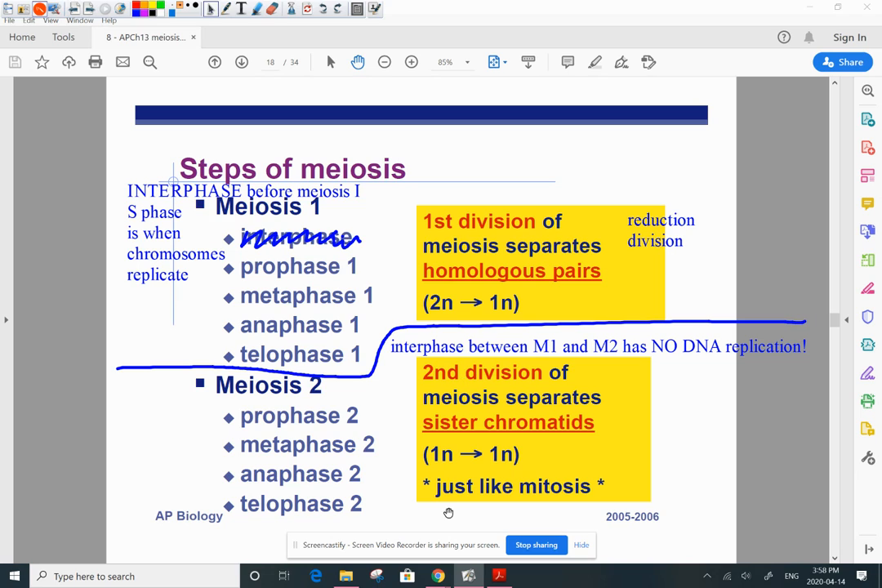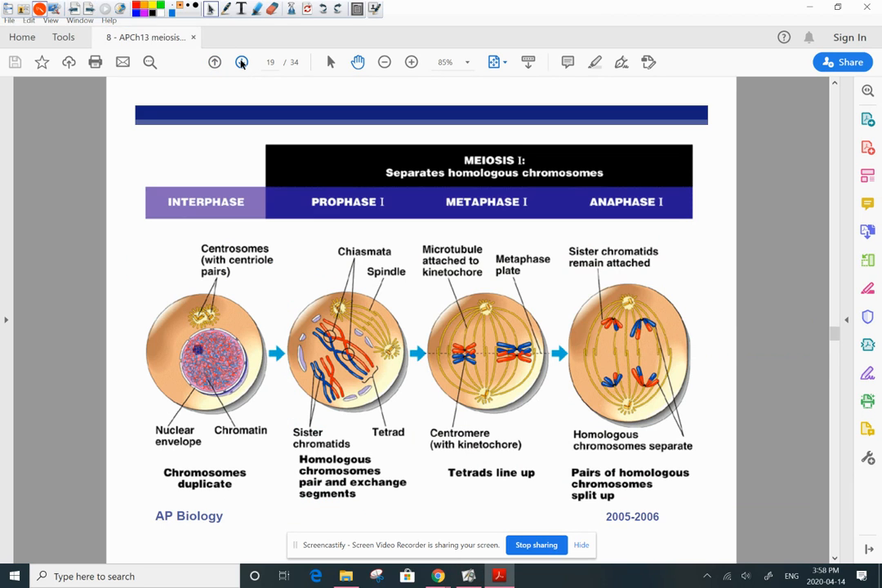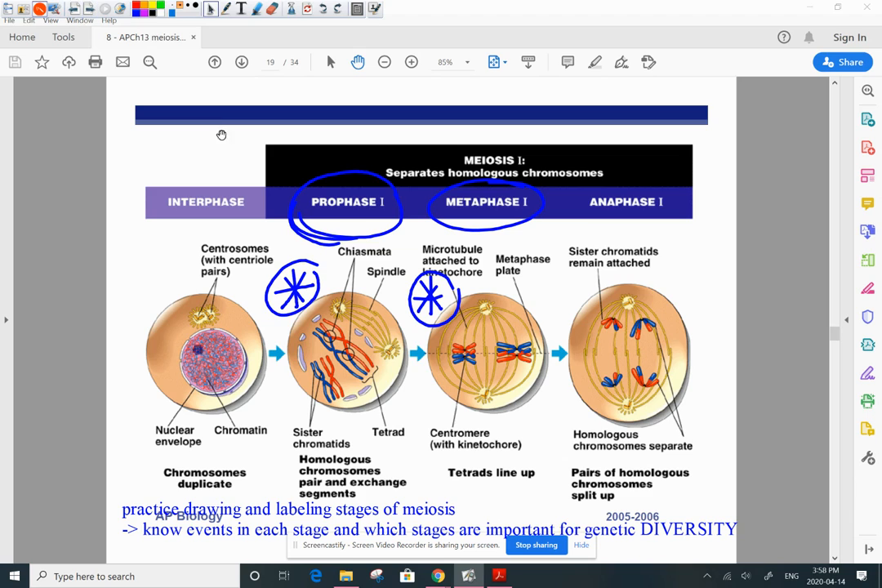So this second division is just like mitosis, and we're now separating the chromosomes into sister chromatids. And again, there's no important events that are occurring in meiosis 2 for diversity. All those important events happened in meiosis 1. So again, you should practice drawing and labeling the stages of meiosis, knowing the major important events that are occurring and which stages are important for genetic diversity. And so that's our prophase 1, where our sister chromatids are coming together. Our tetrads are coming together during synapsis and crossing over.